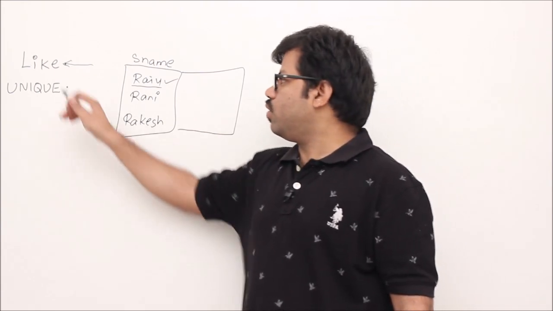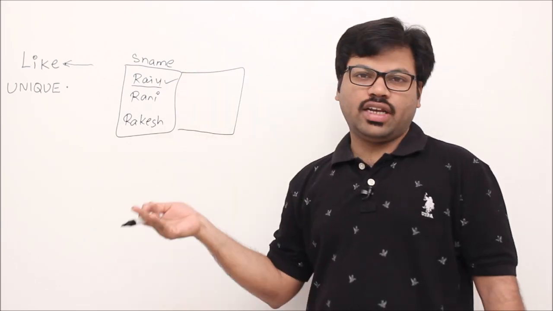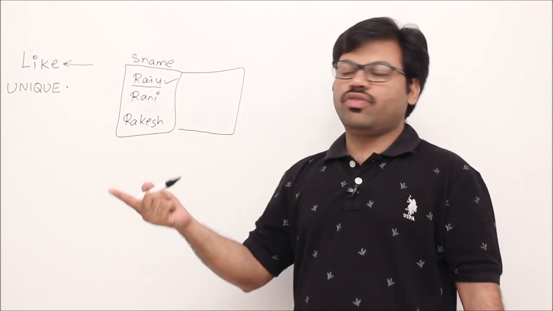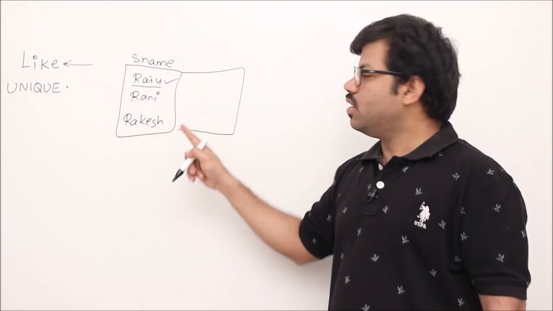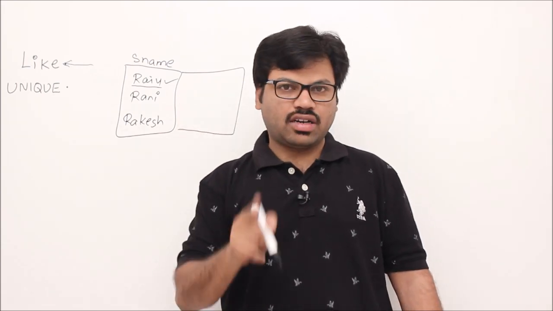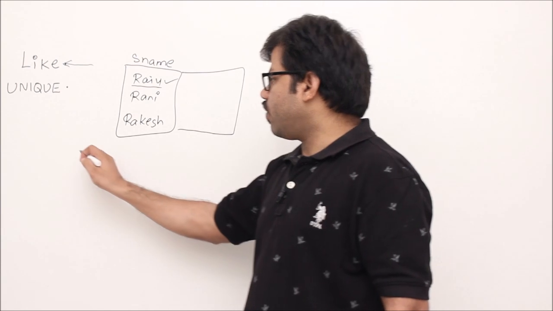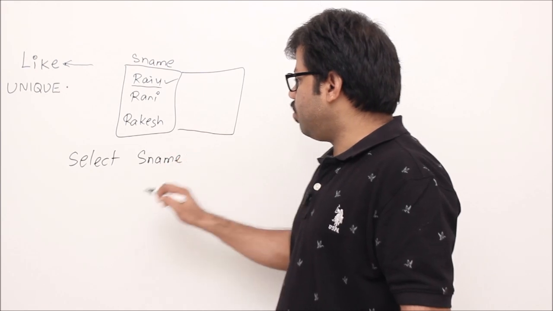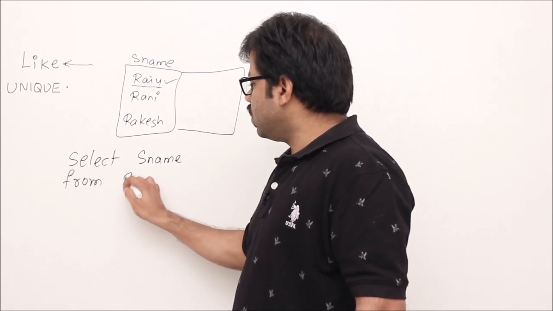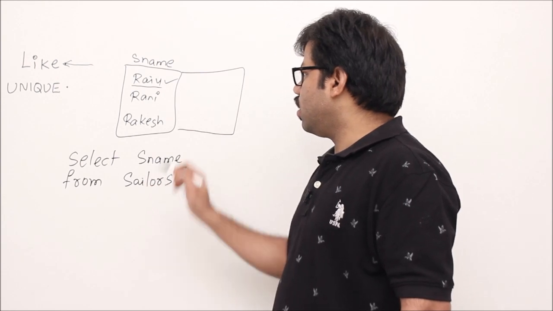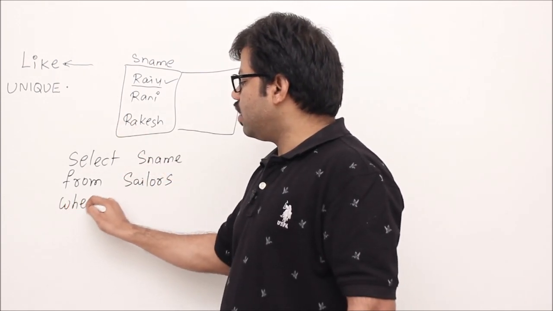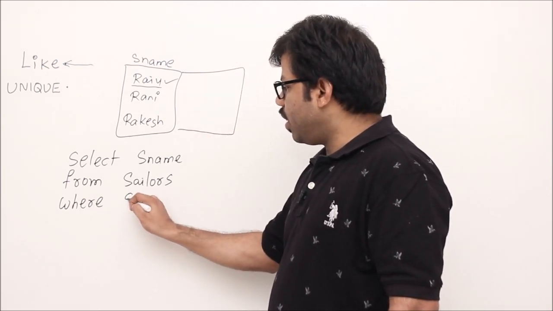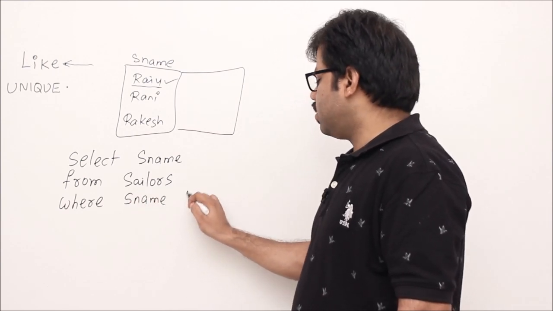Then what we can do is we can use the LIKE operator and we can search into sailors such a way that where sailor name LIKE 'R'. That means you know that your friend's name starts with R, but you don't know the remaining letters. Then we can write a query like this: select S name from sailors. See, where to use LIKE is in the WHERE clause. Where column name, what is the column name? So this is the syntax. Column name is S name LIKE, simply.